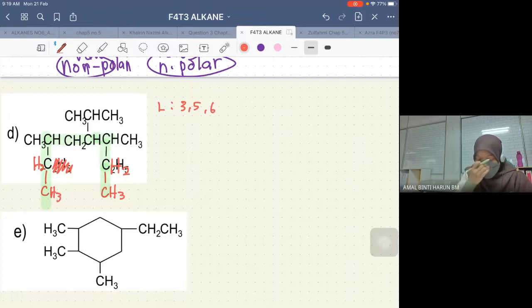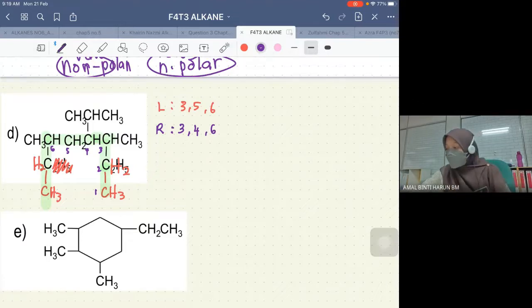Okay, if we have the other choice, carbon number 1, 2, 3, 4. Number 3 ada substituent. Number 4 ada substituent. 5, 6. Number 6 ada substituent. So yang mana kita pilih substituent?